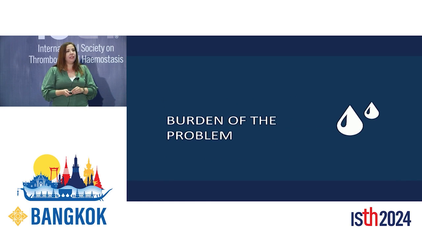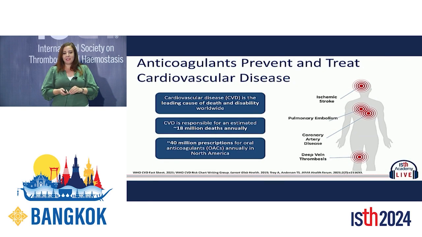So why don't we set the stage first with discussing the burden of the problem. I'm sure you're all aware that anticoagulants prevent and treat cardiovascular disease, and still, this is the leading cause of morbidity and mortality worldwide, estimated to be responsible for 18 million deaths. And I say this not because you don't know these data, but it's actually helpful to tell patients and families and colleagues who may not be as familiar just how important this issue is.